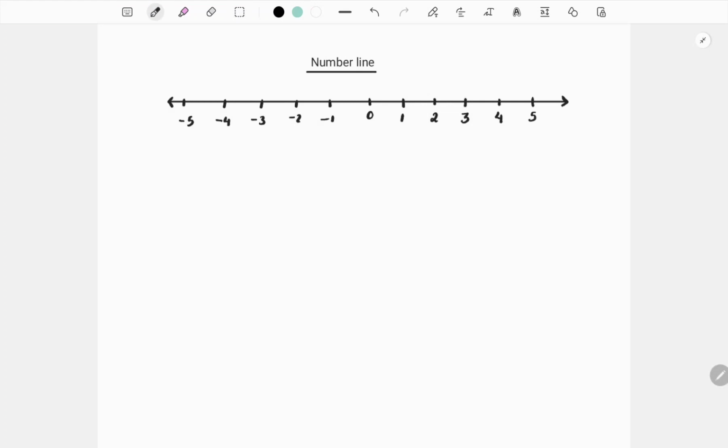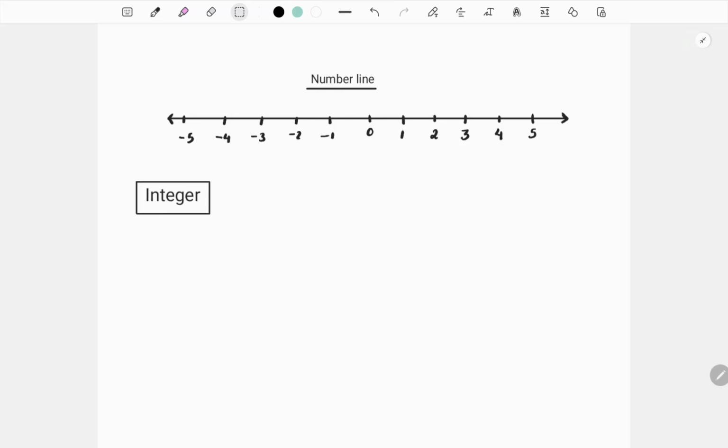The first one is an integer. So what is an integer? It is a number with no decimal or fractional part. It could be positive or negative, including 0. For example, 1, 2, -1, -2, and so on. These numbers can be spotted on the number line, hence integers are real numbers.